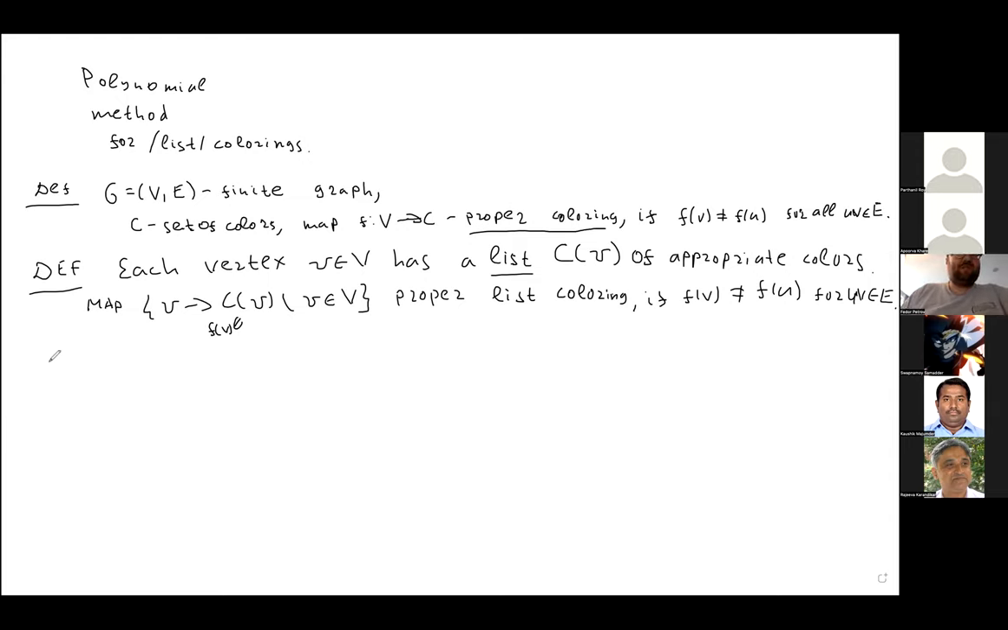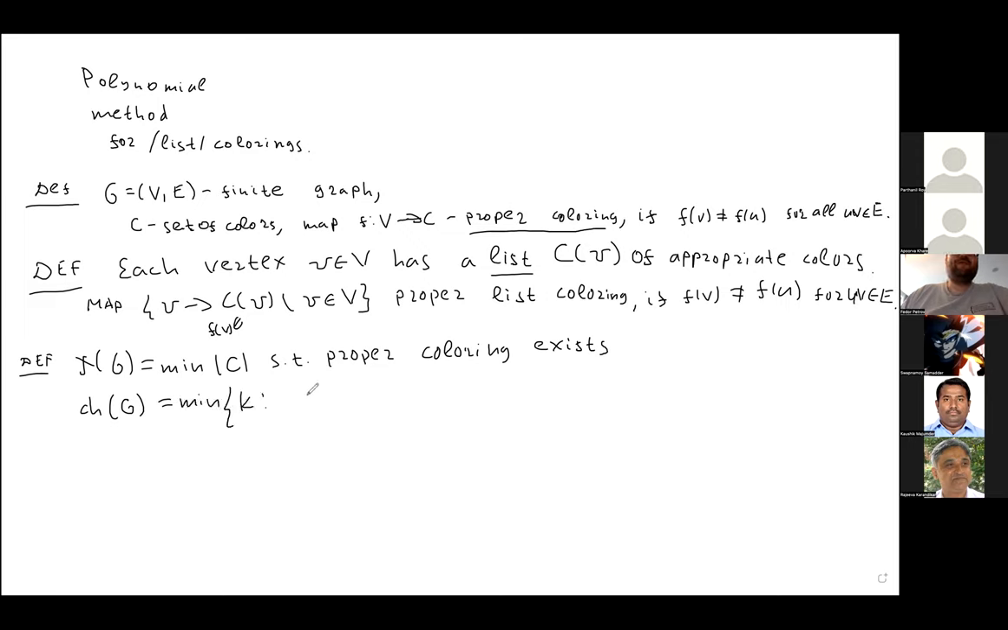And you may define the chromatic number, which is the minimal number of colors such that a proper coloring exists. And the choice number is the minimum of such numbers k such that whenever the size of C(v) is at least k, a list coloring subordinate to these lists exists. So this is at least k for every vertex v, right? Yes, for all v, yes. Thank you.